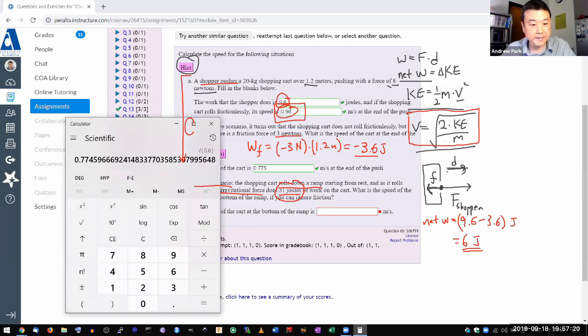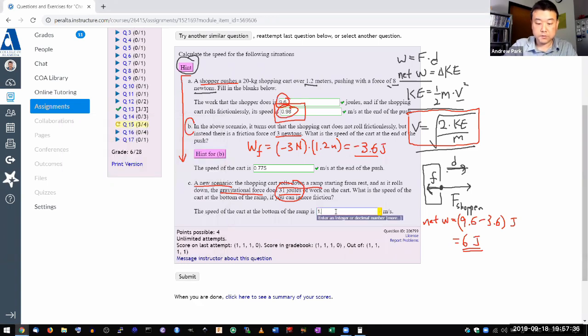So it's the exact same calculation. 2 times 31 divided by 20. So this is the quantity under the square root. Take the square root, 1.76 meters per second. So that's it.